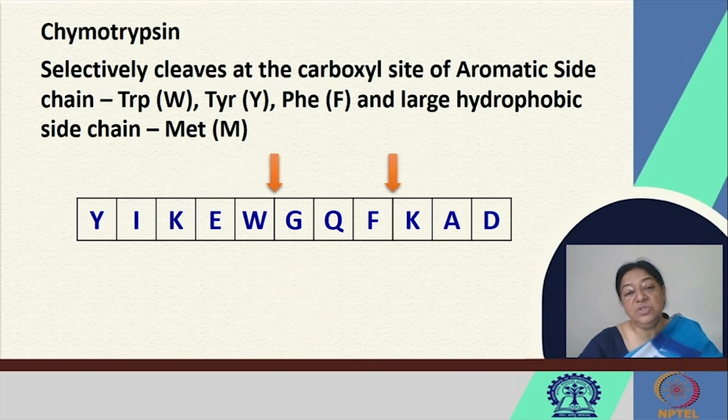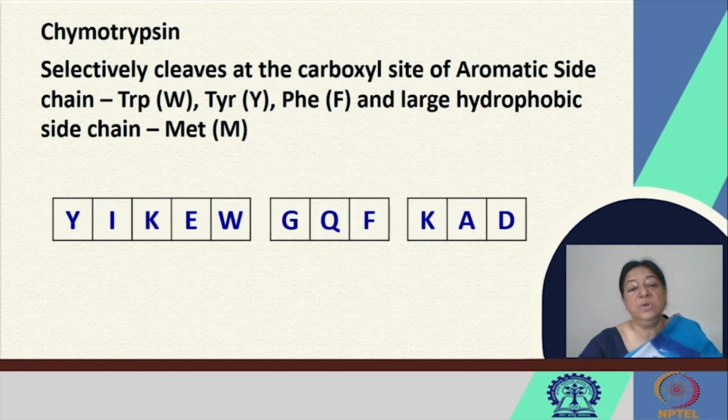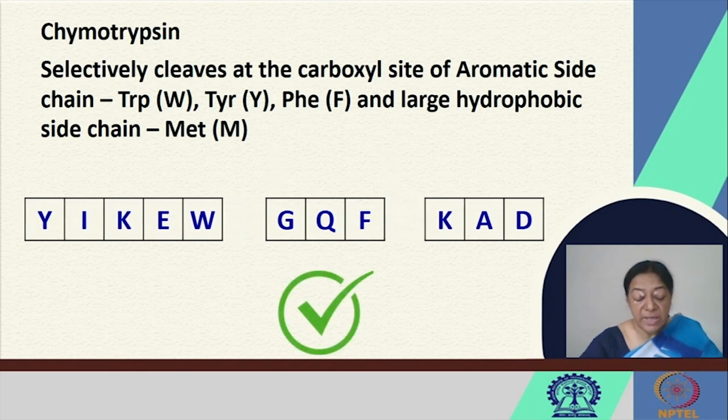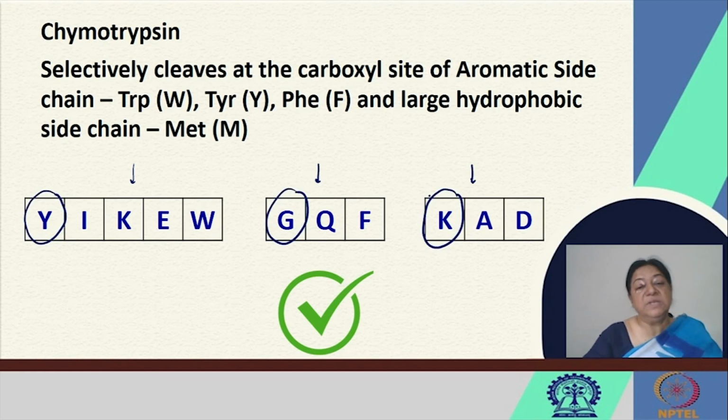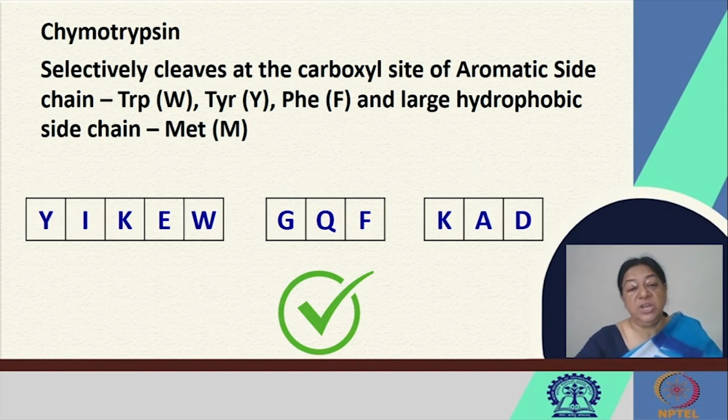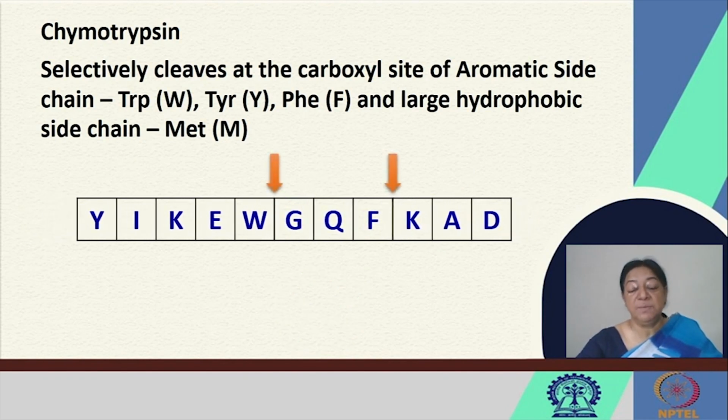However, if we move it to the carboxyl side of the aromatic side chains, in this case we have two of them, the tryptophan and the phenylalanine, we will get this cleavage. So then we can now follow an Edman degradation or a Sanger method for the peptide fragments and determine the N terminus of each of these fragments, trying to figure out what the original chain was. So this is the methodology where we can use chymotrypsin.